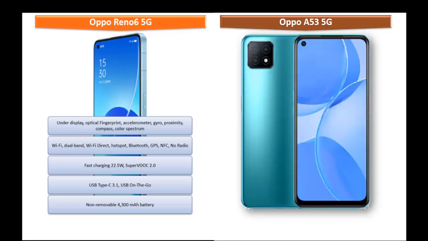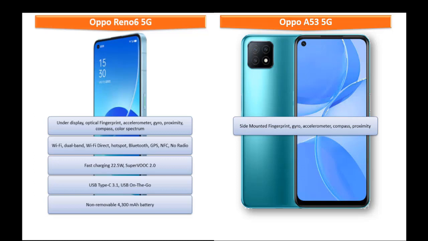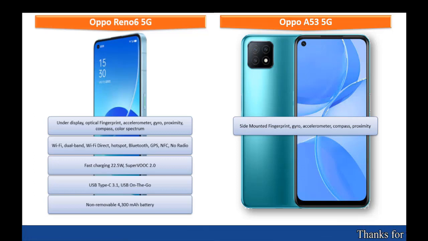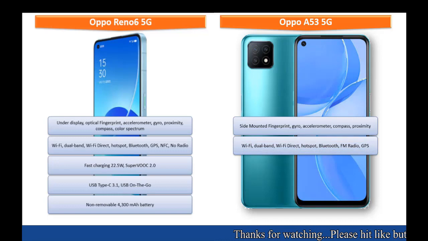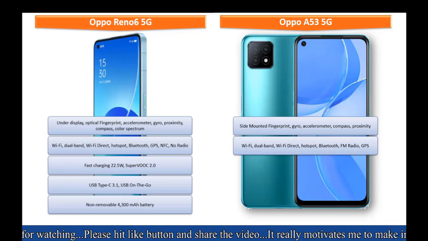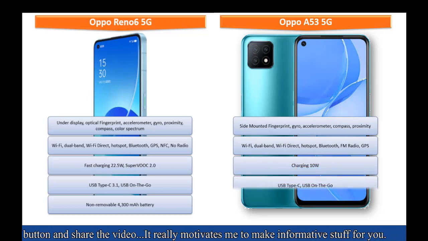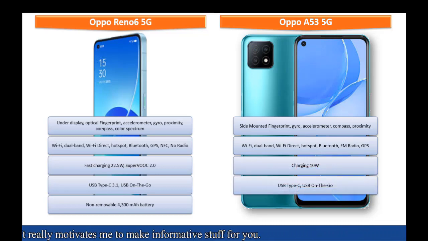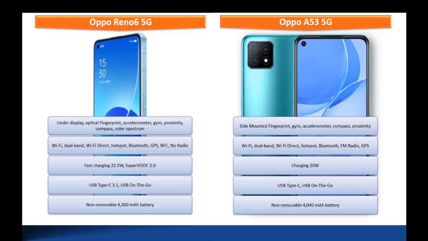Whereas in Oppo A53 5G, you can find a side-mounted fingerprint sensor with some more sensors like accelerometer, compass, proximity, gyroscope. This phone comes with Wi-Fi, dual band, hotspot, Bluetooth, Wi-Fi direct, FM radio, GPS, USB Type-C, USB on the go, 10 watts charging and a non-removable 4040 mAh battery as well.